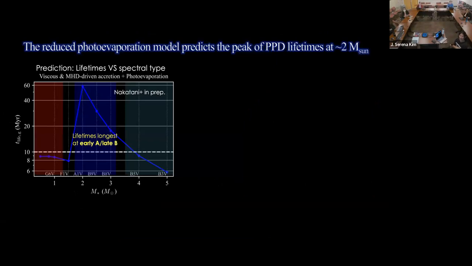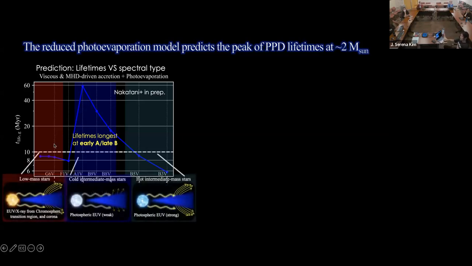And I compare this, the obtained disk lifetime as a function of stellar mass. I see the peak lifetime is here at 2 solar mass or something, corresponding to early A type or late B type. And for low mass stars, they have convective zones throughout disk evolution, so they can keep a high photoevaporation rate throughout the disk dispersal.